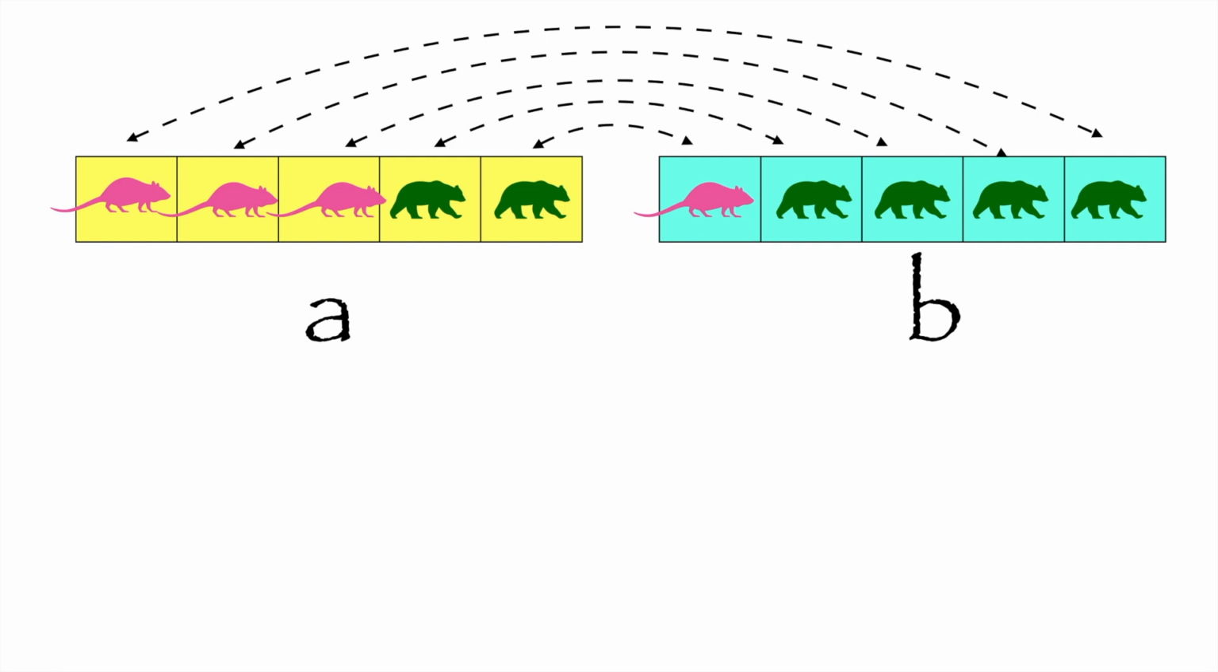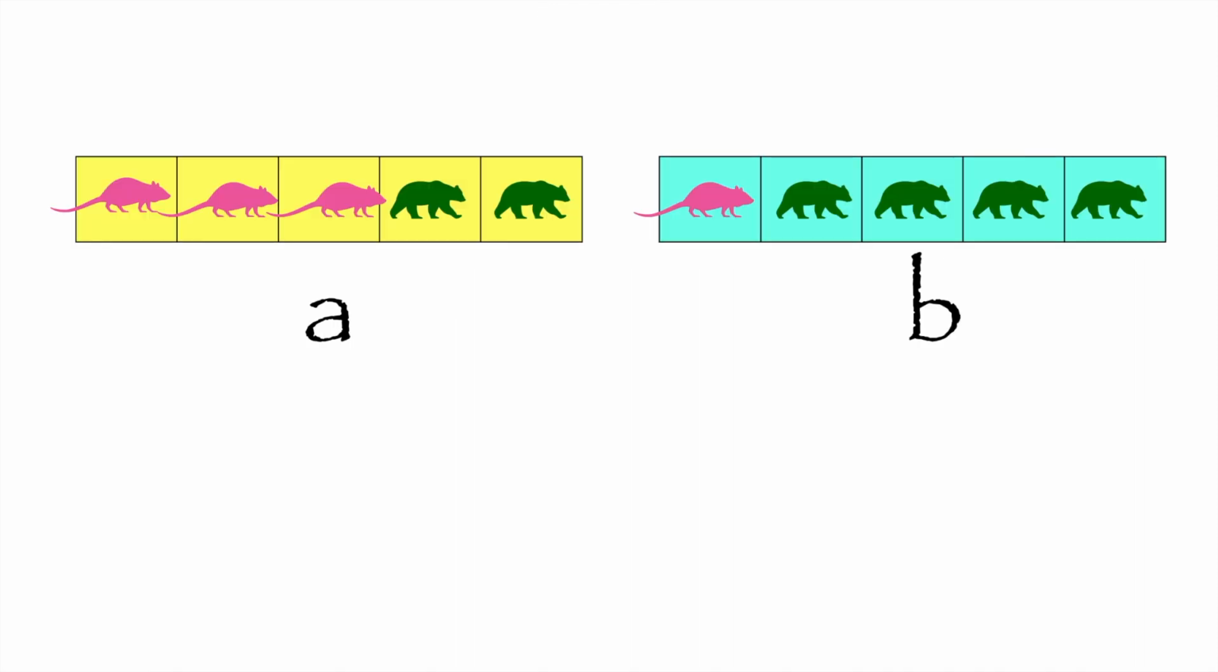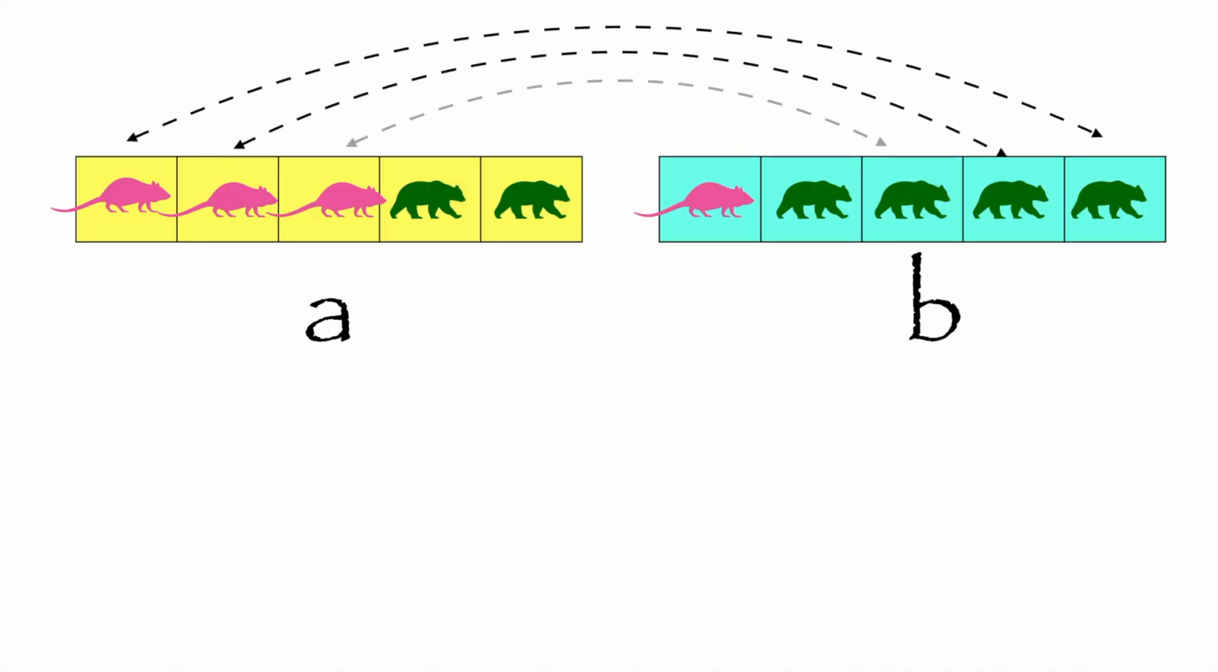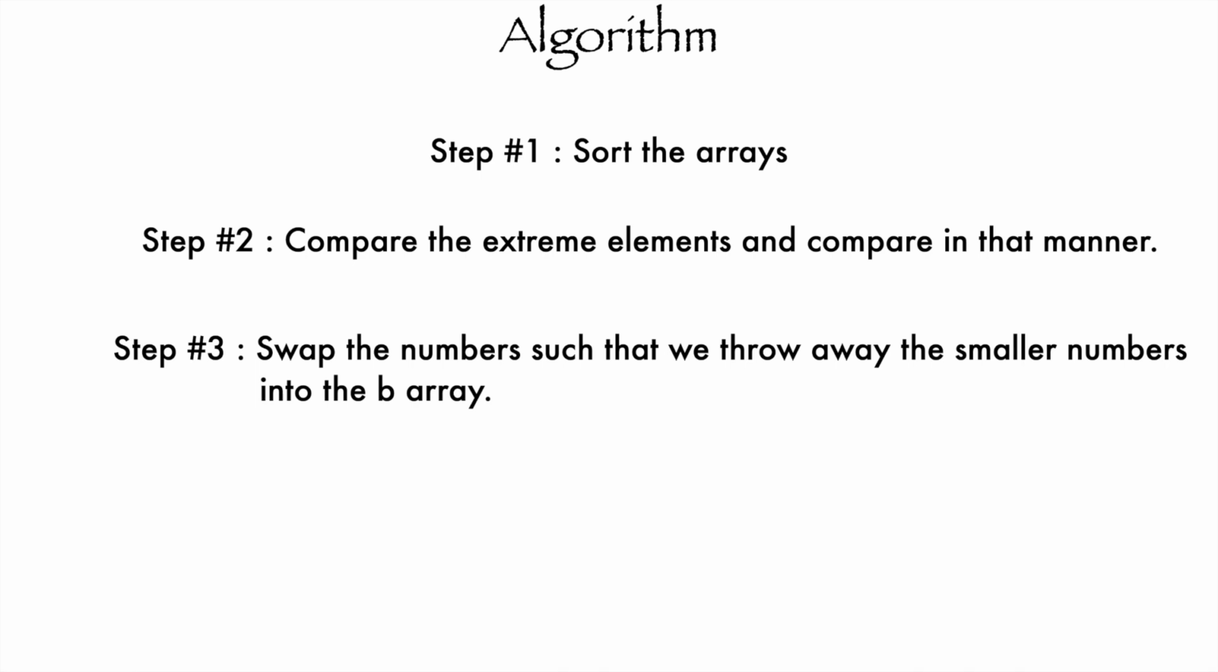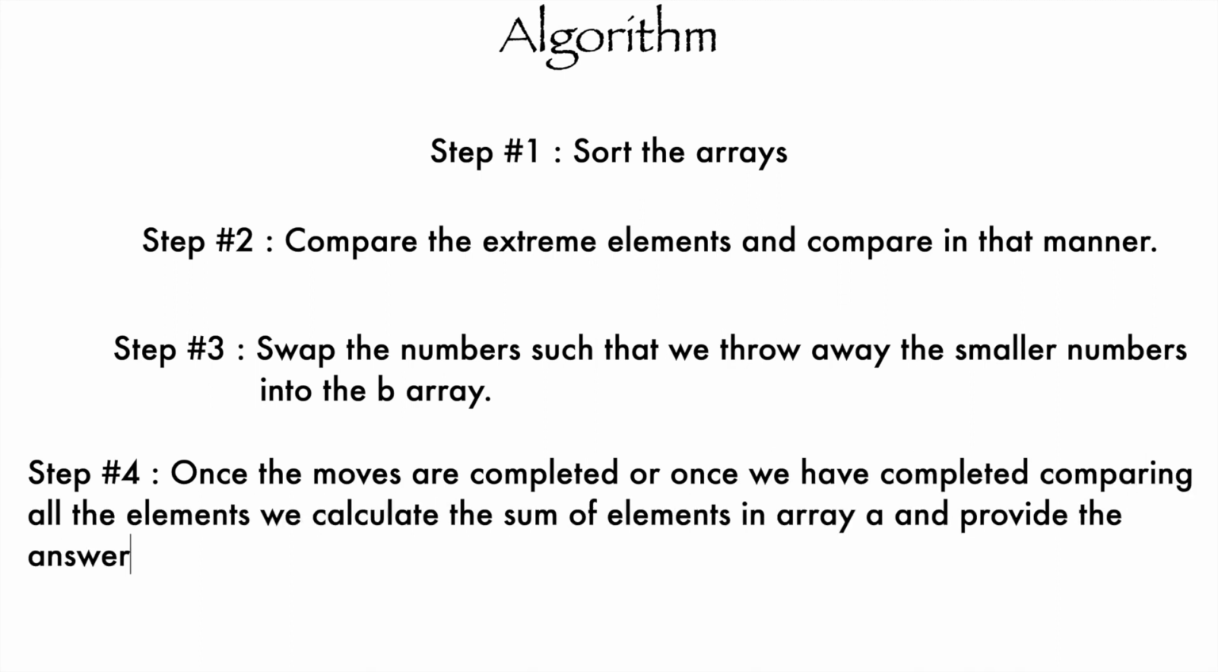Let us see the devised algorithm at a glance and then apply it to the examples given in the question. Step 1 is sorting the arrays. Step 2 is comparing the extreme elements in that manner, as we have seen earlier in the slide. Step 3 is swapping the numbers such that we throw the smaller numbers into the B array and bring the larger numbers into the A array. Step 4: once the moves are completed, or once we have compared all the elements, we calculate the sum of the elements in array A and provide the answer.